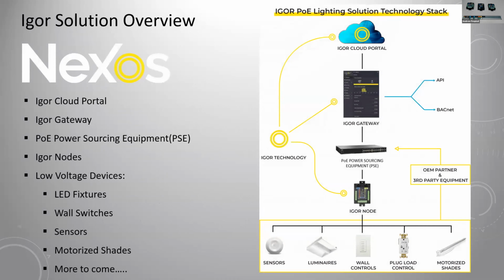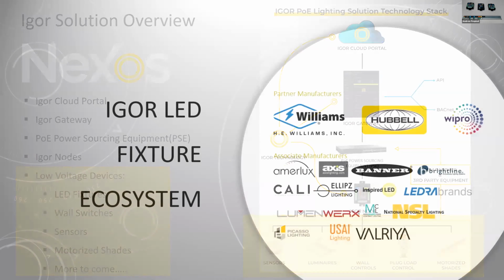I'm going to go quickly through these last couple because we're getting up on 20 minutes to the end of the hour. So back to our technology stack here. I'm going to cover just a couple slides, with some other examples of those low voltage devices that can be connected to our nodes. You can see at the bottom of the slide here, we've got some sensors, luminaires, wall controls, some actual plug load control. These are some nice looking wall outlets that essentially have the relay built into them. You can wire those directly to an Igor node and actuate them on and off based upon plug load control. And then of course motorized shades.